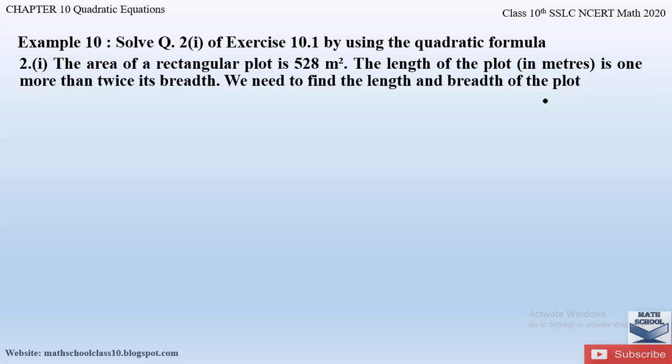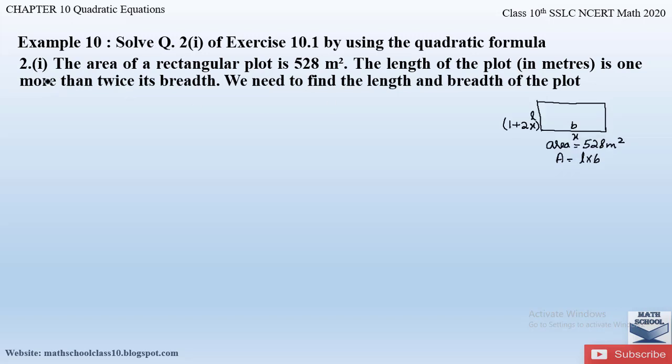So they are saying that there is a rectangular plot whose area is given as 528 meters square, and the length of the plot is 1 more than twice its breadth. This is the breadth and this is the length of the plot. If we assume the breadth to be x meters, the length is 1 more than twice its breadth, so the length will be 1 plus 2x and breadth is x meters. Since it is a rectangular plot, the area is given by length into breadth. So we have to substitute the values of length, breadth and area and form a quadratic equation.